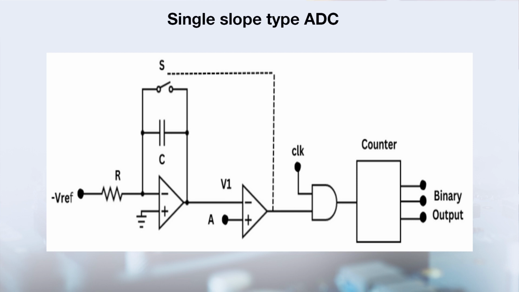As soon as this integrated output voltage becomes just equal to analog input voltage, the output of comparator will become low. Due to this, output of AND gate will also be low. So, no clock pulses will be applied to the counter.